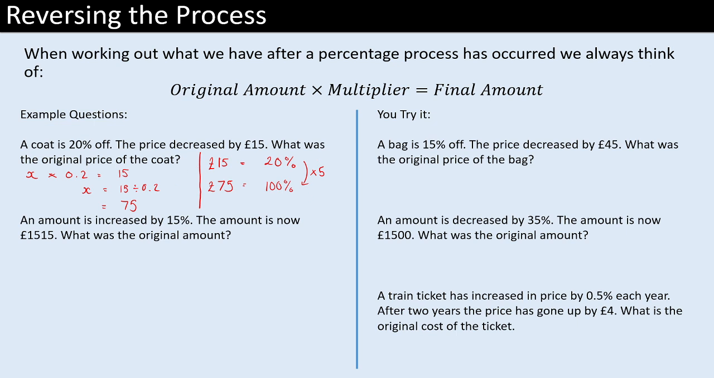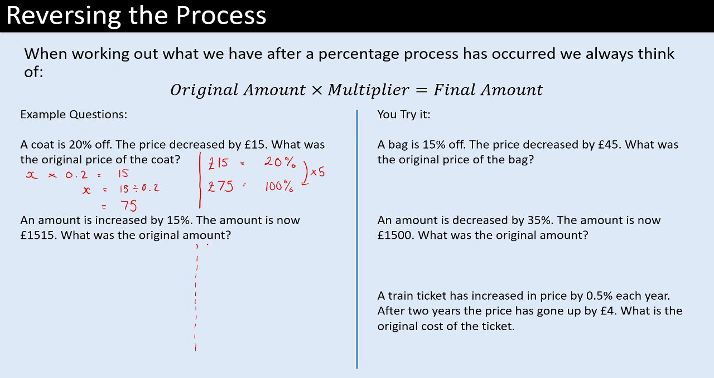When things sometimes get that little bit more awkward, the left-hand method can become a bit more efficient. For example, the bottom question. An amount has been increased by 15%, and it is now £1,515. What was the original amount? Okay. And again, you could do this by proportion.